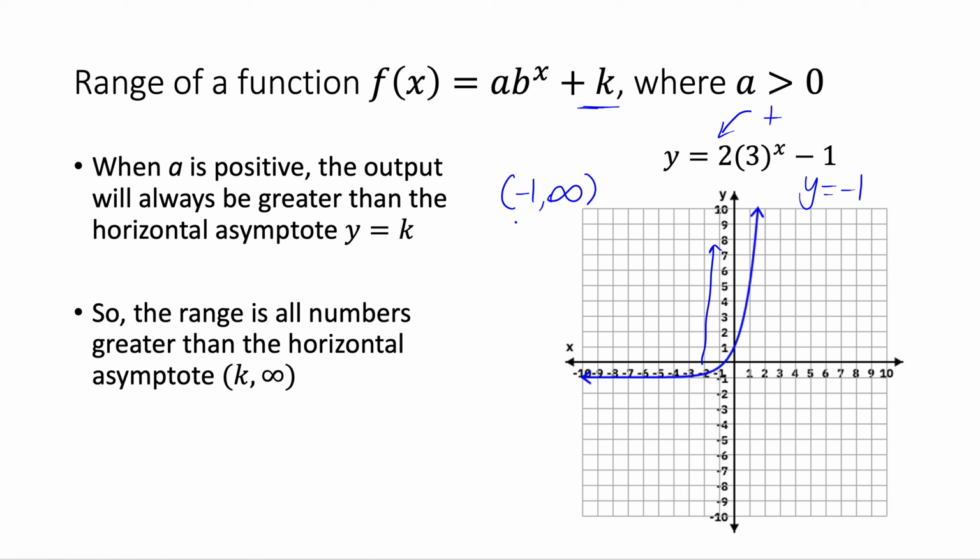Remember that for the -1, you need to put an open parenthesis there because it's not included, because that's a value that the function is going to approach, but it's not actually going to equal.